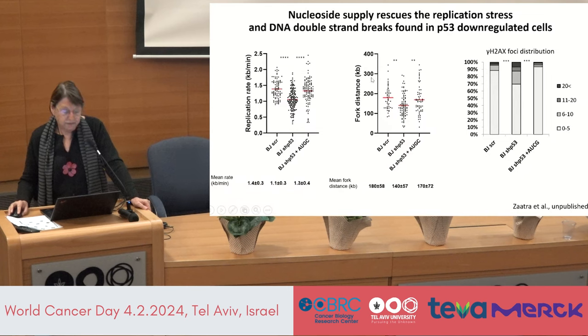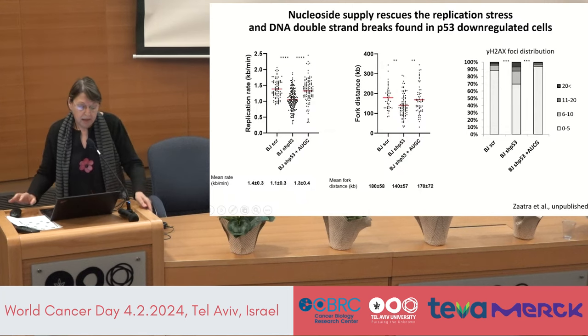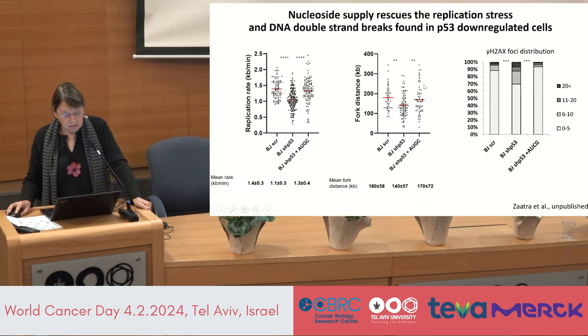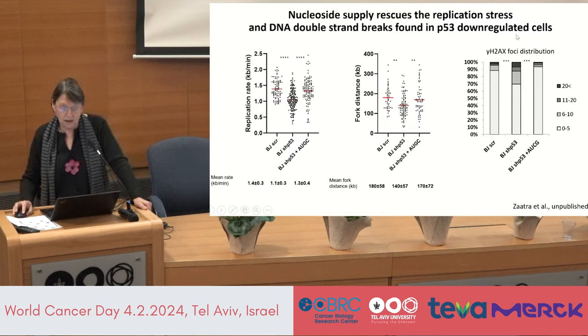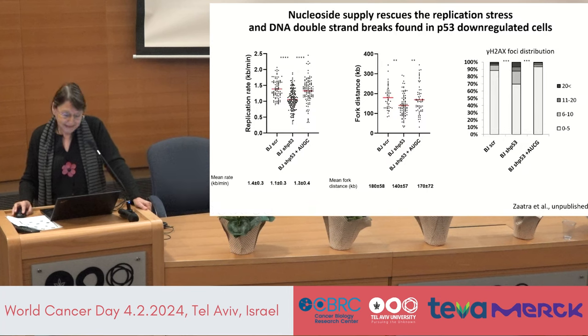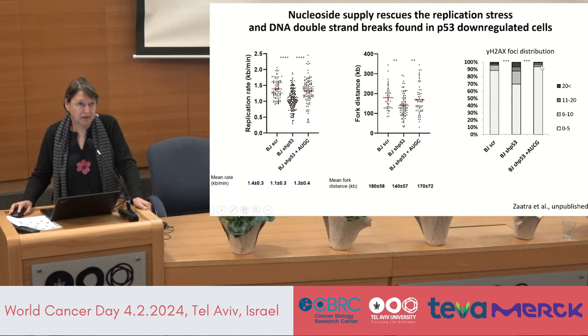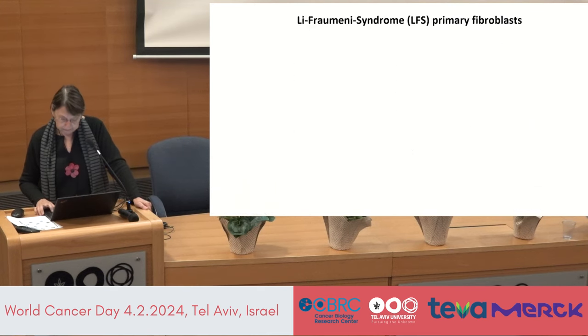Same result we see with the fork distance. We see, as we saw earlier, that there is a decrease in the distance between adjacent origins, and it is very nicely rescued by the addition of exogenous nucleosides. And last but not least in this series of experiments is the effect of adding the nucleosides on the DNA damage. So we can see that in normal, scrambled cells in this case, the level of damage is very low as expected. We do see many cells with high damage, which is nicely rescued by the addition of the nucleosides.